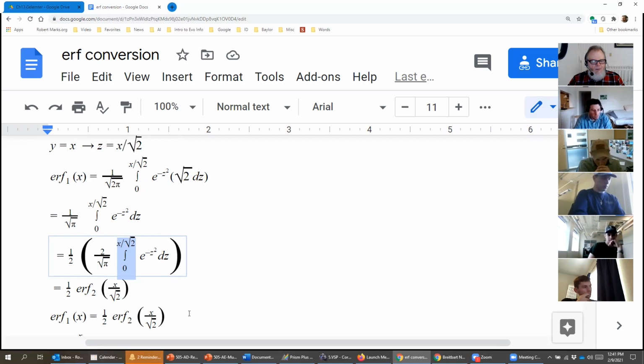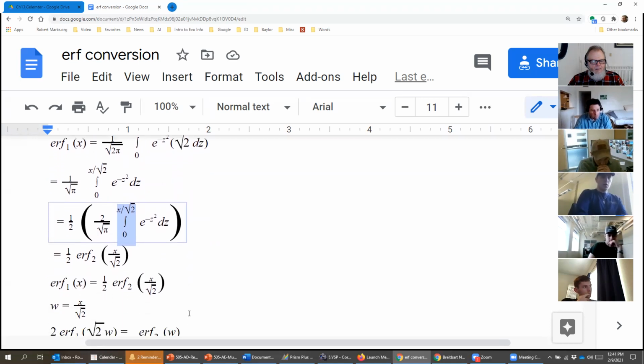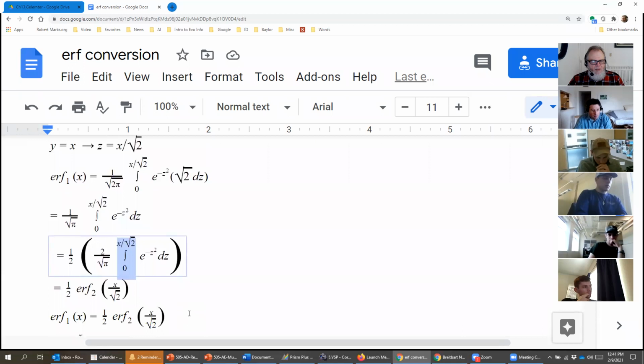Oh boy, let's see. Why do I not like this? Erf of 0 should be 0. Oh, no, that's okay. That's okay. So I thought I saw a little failure of a sanity check there, but I checked myself and it turns out that the sanity check did explain itself. So this is erf1 in terms of erf2.